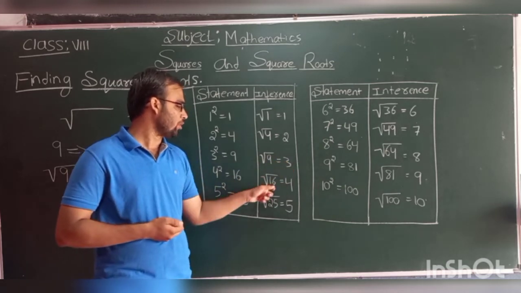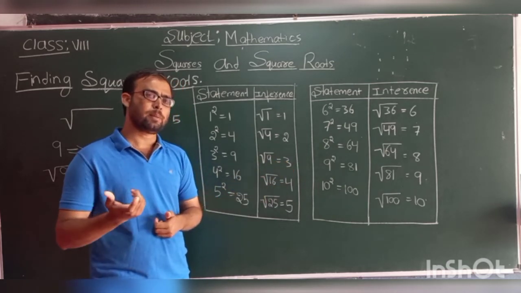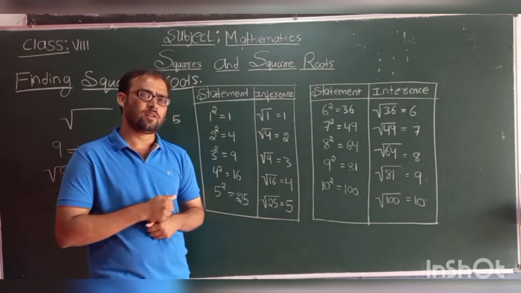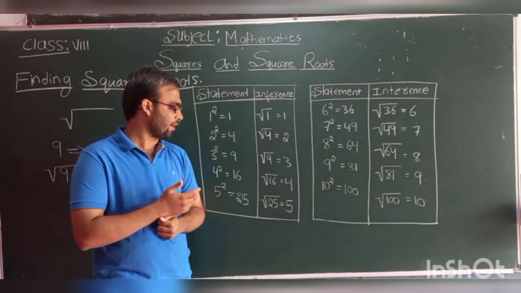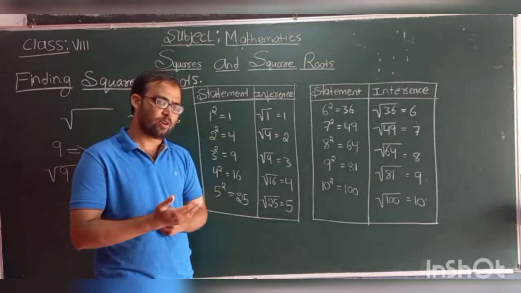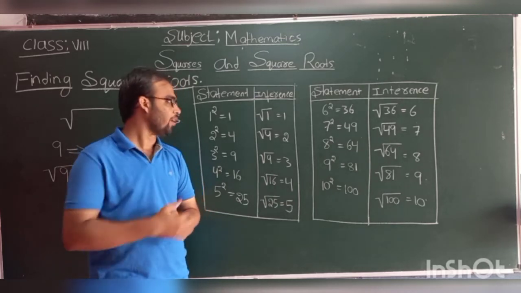3. Now come to this. Square root of 16. By multiplying which number 2 times we are getting 16? 4, no? So here the square root of 16 is what? 4. Now come to 25. The square root of 25 is what? 5. Why? Because by multiplying 5 2 times we are getting 25.